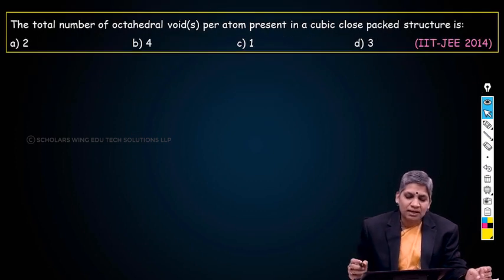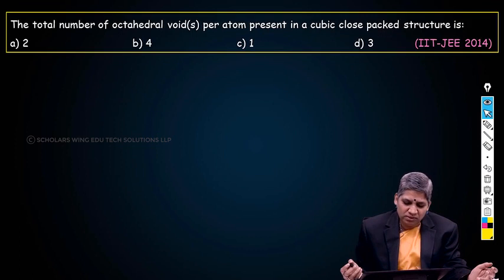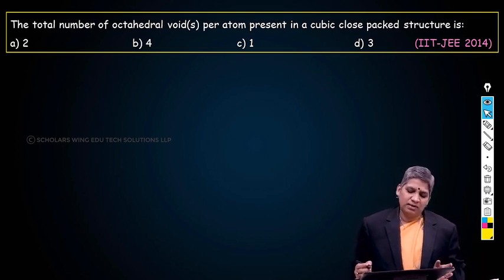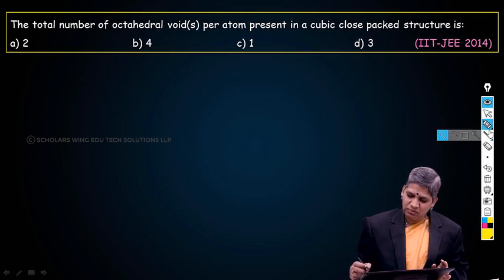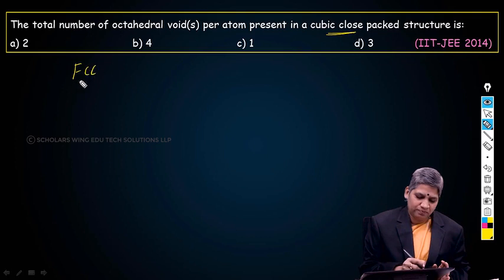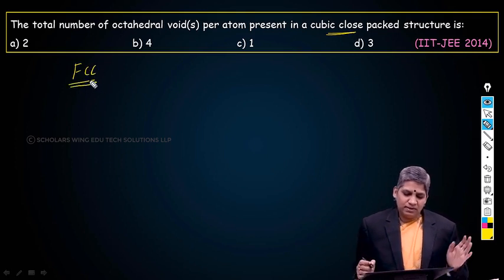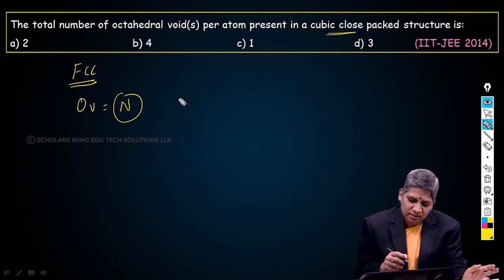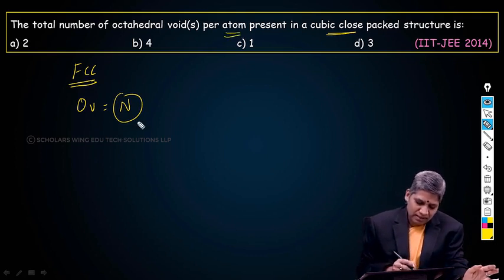The total number of octahedral voids per atom present in a cubic close-packed structure is. This is picked up from IIT 2014 question paper, and the options are 2, 4, 1, 3. Total number of octahedral voids in a cubic close-packed structure. So first of all, we know cubic close-packed structure is nothing but of the FCC type, right? And we also know that number of OV is equal to N. Here N represents number of atoms also, you can say, because it's given per atom, right? So N is number of atoms.